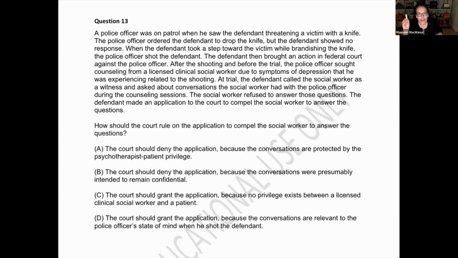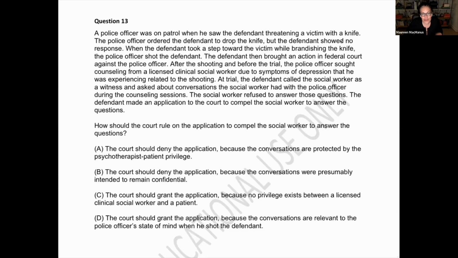What protection is there for social workers? Social workers, a therapist and their clients. A lot of people are saying none. All right, so let's keep going. At trial, the defendant called the social worker as a witness and asked about conversations the social worker had with the police officer during the counseling sessions.